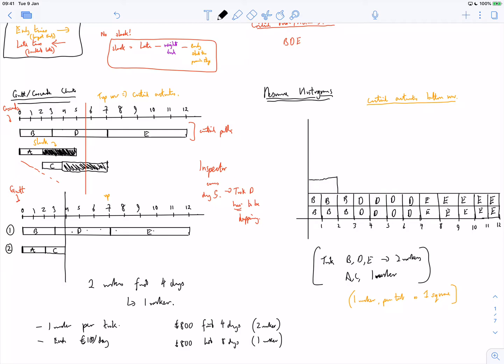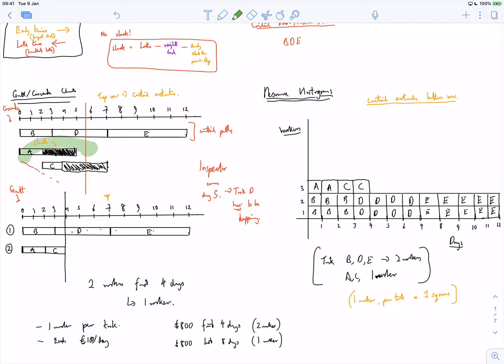So there's A and there's A, and then C is also 2, so I could do this. And then this is clearly for 1 worker, 2 workers, 3 workers, and you can just pretty much read off. So this axis is for workers, this is for days. Yeah, I mean, it's not particularly difficult.